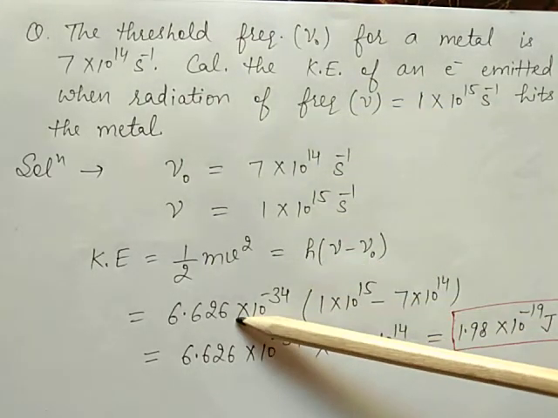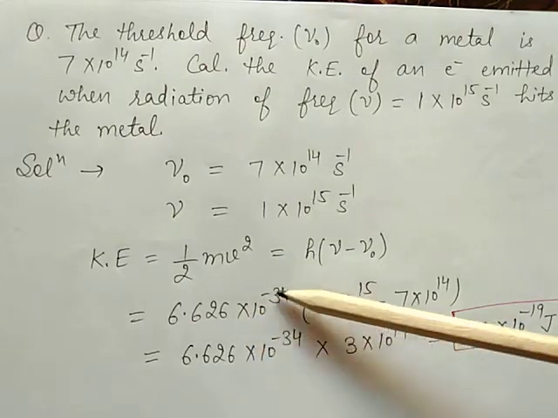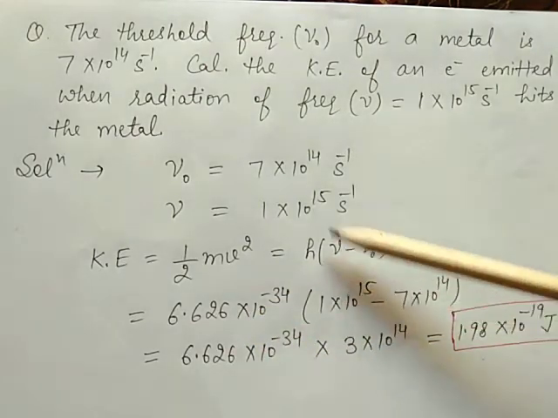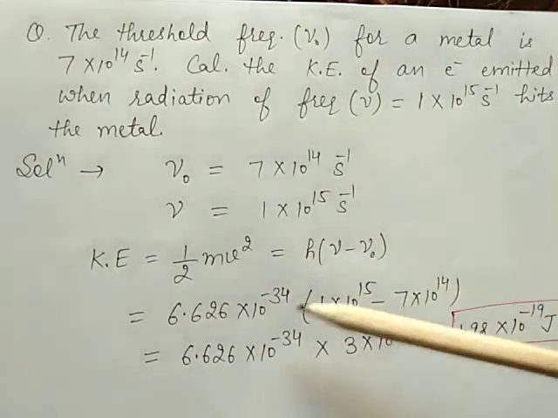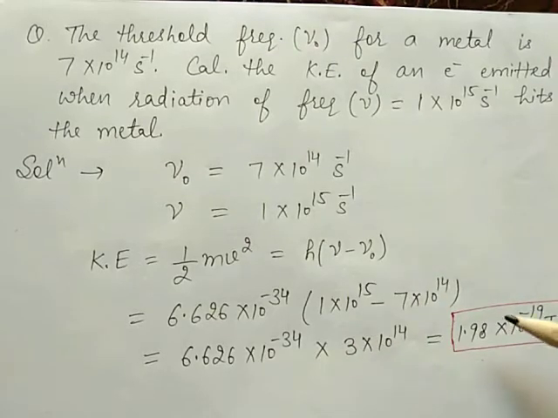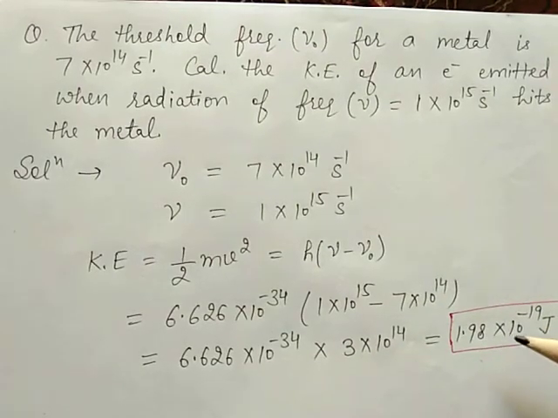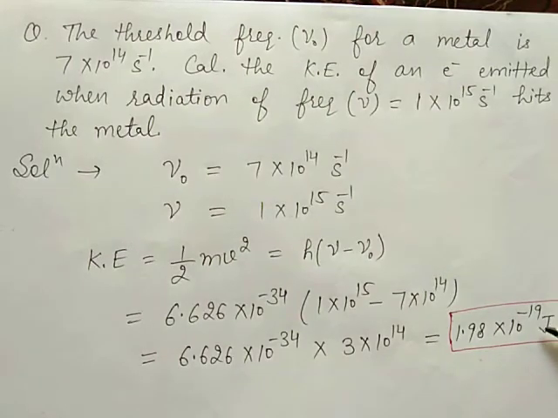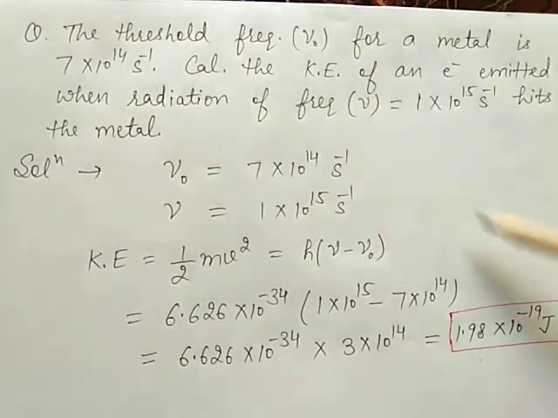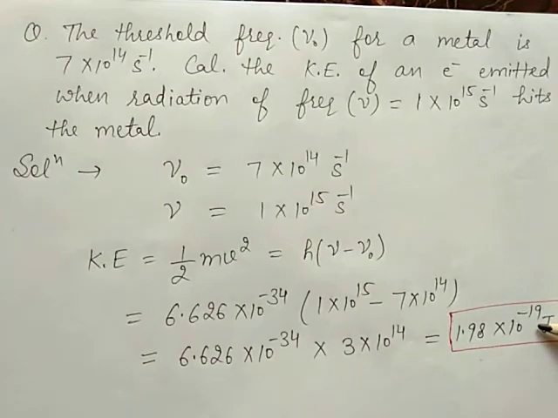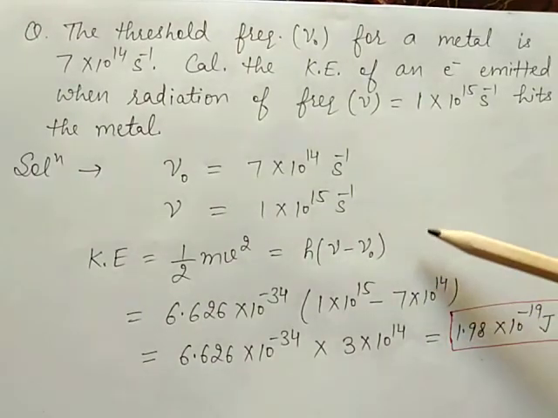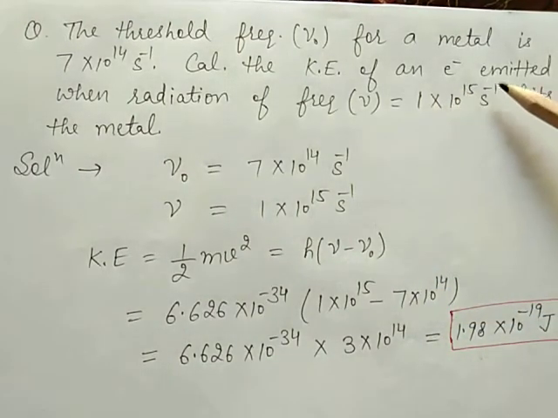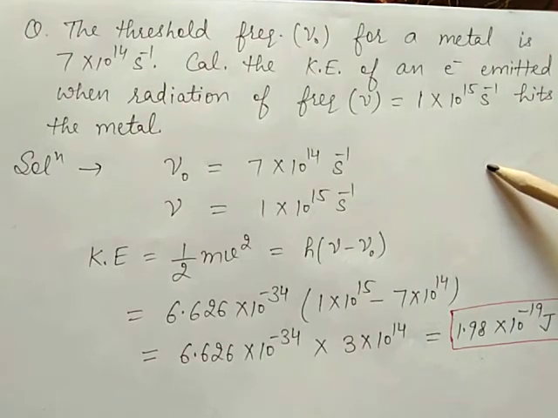The value of h is 6.626 multiplied by 10 raised to power minus 34. Nu is given, nu naught is also given, and after calculation this is the answer: 1.98 multiplied by 10 raised to power minus 19 joule. The unit of kinetic energy is joule. So we can easily find the kinetic energy of emitted electrons by the formula.